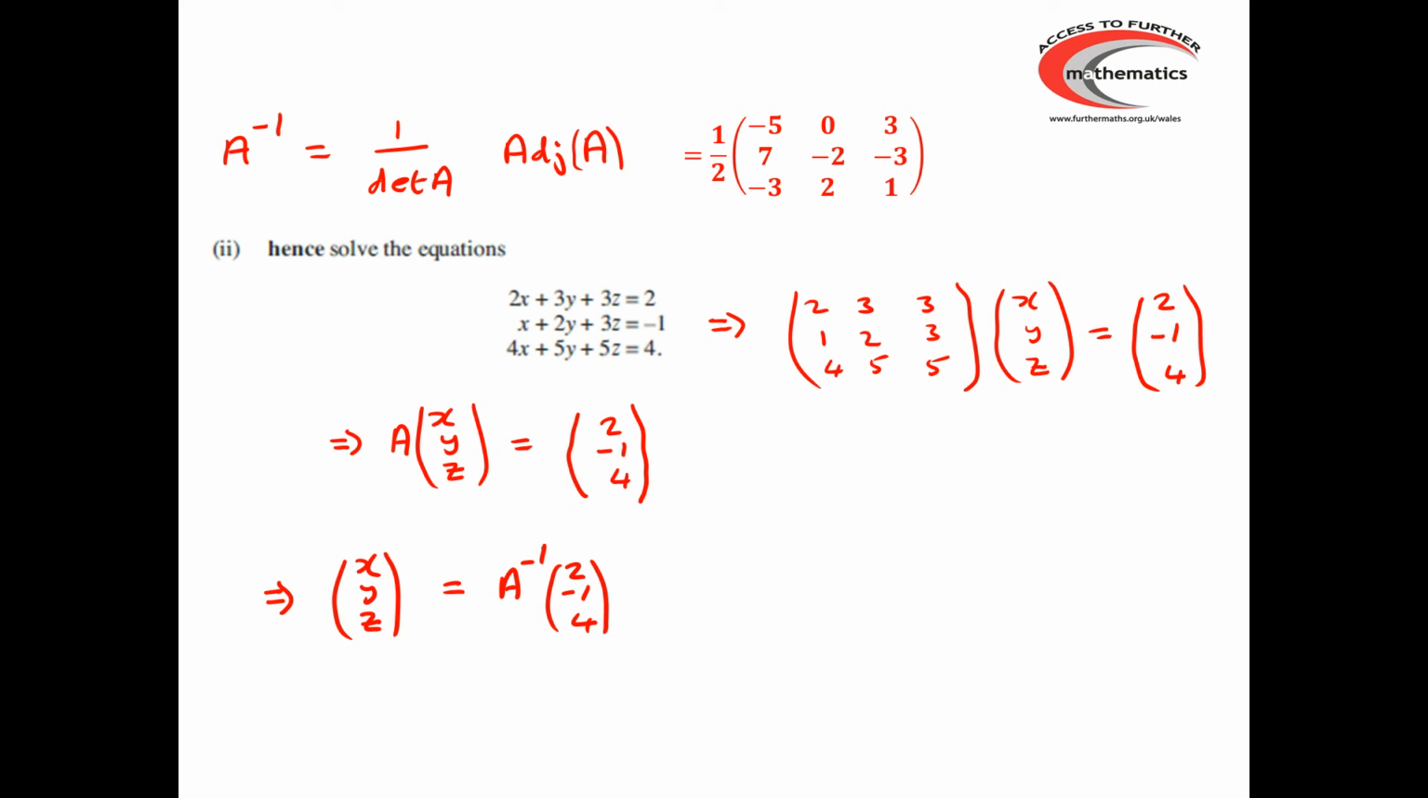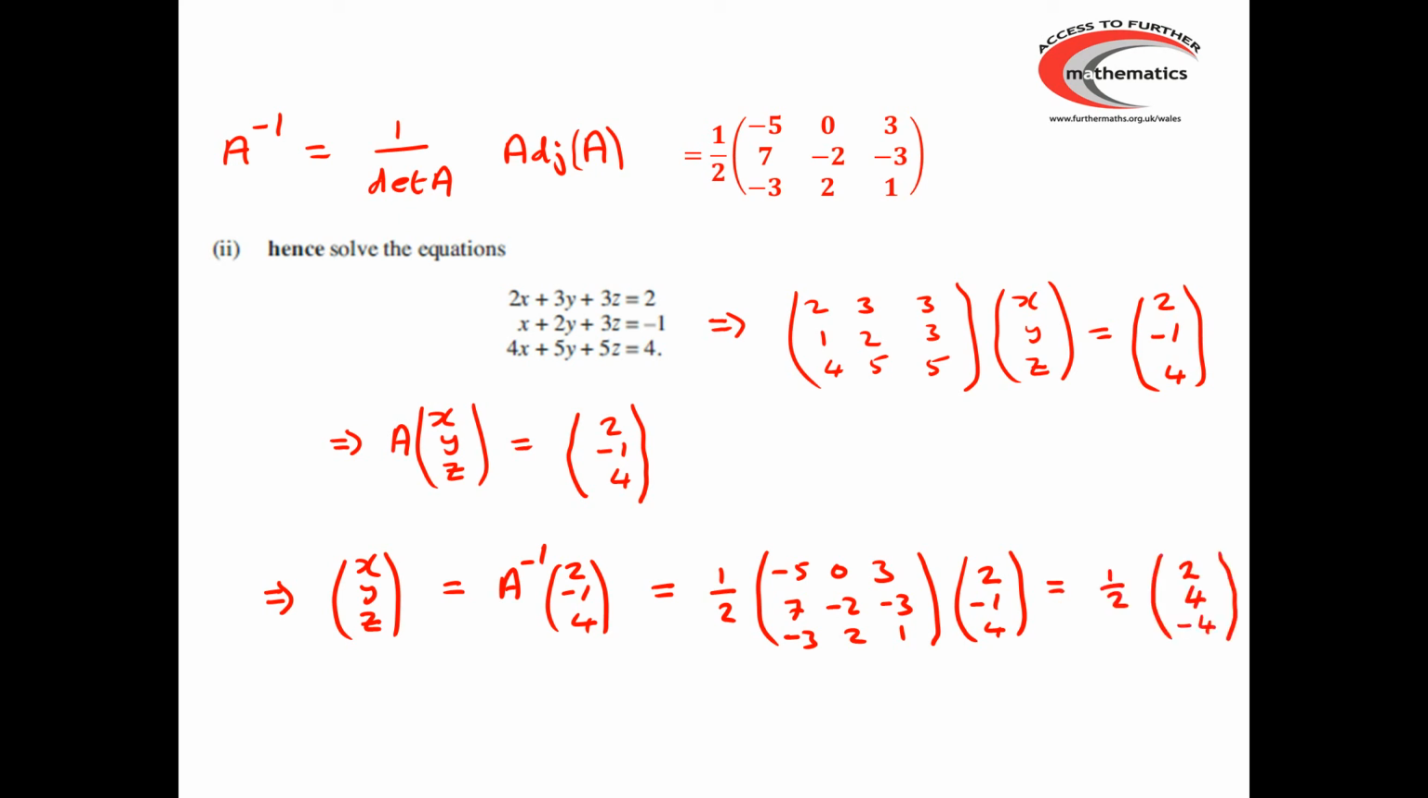We know what A inverse is, so xyz must be A inverse times 2, minus 1, 4. So we've just got to do that little matrix multiplication there. And if we perform that matrix multiplication, we're going to get 1/2 of 2, 4, minus 4. In other words, x must be 1/2 of 2, which is 1. Y must be 1/2 of 4, which is 2. And z must be 1/2 of minus 4, which is minus 2.